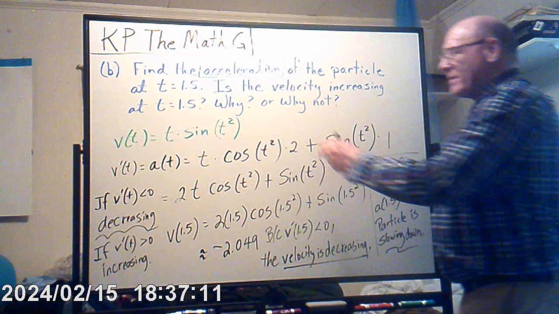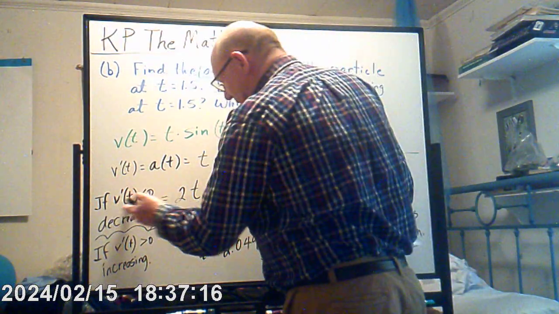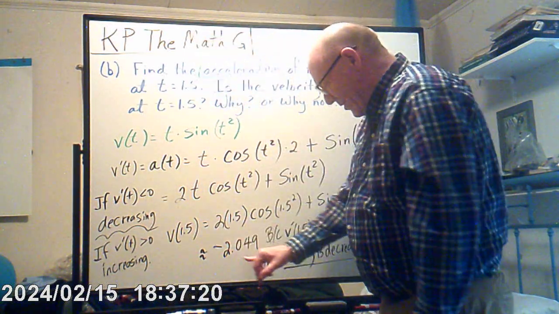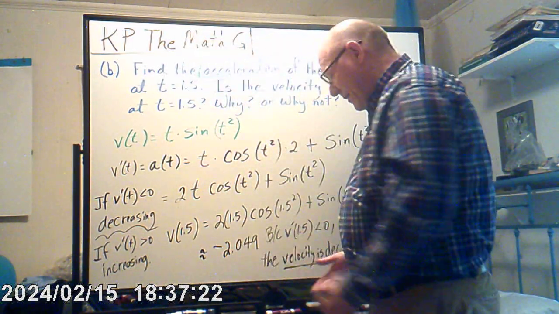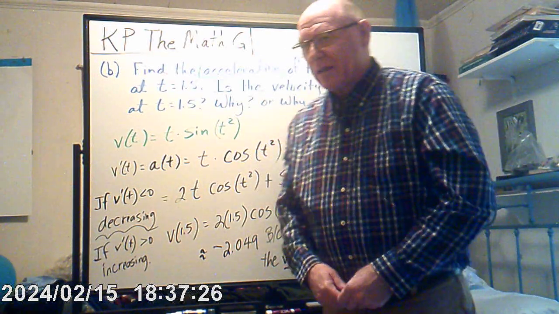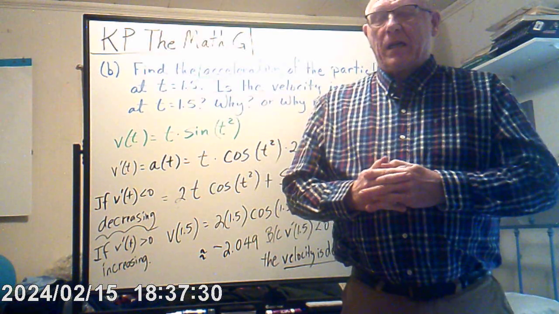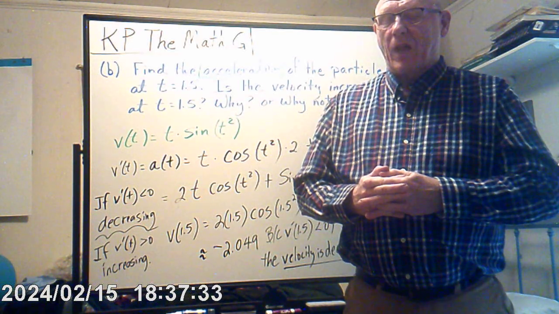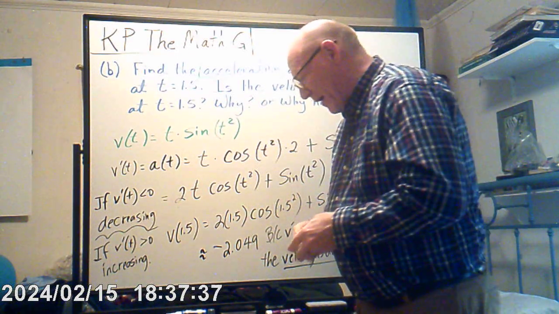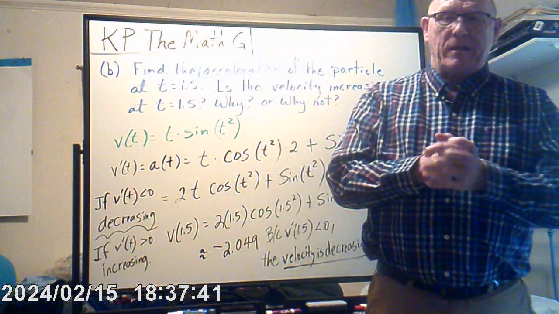And in this case, they're talking about, is the velocity increasing? Well, again, same idea. V at t is indeed less than 0. It's negative, and so the velocity is decreasing. So that is what we're talking about here. It's definitely decreasing. Okay, well, that's all I want to give at this point.